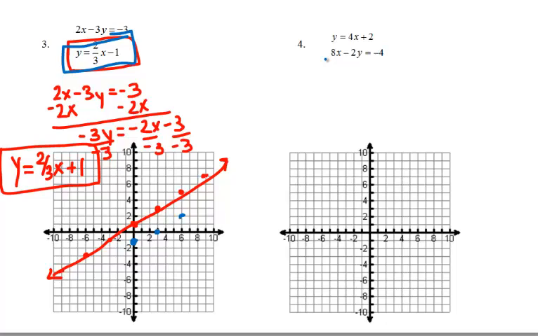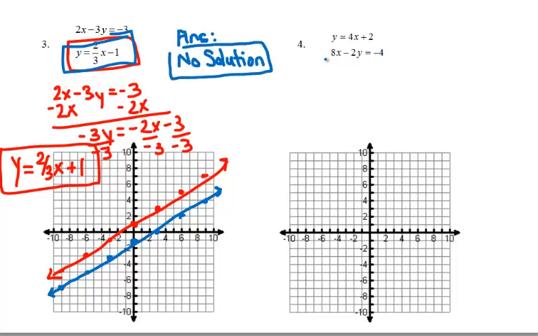So if I do the exact same slope, my lines would never intersect because they're increasing at the exact same rate. So that means that my lines will be parallel. Parallel lines have no solution. So if I have parallel lines, my final answer is to actually write no solution. There is no solution, no ordered pair that satisfies both equations at the same time, and that's because they never intersect.